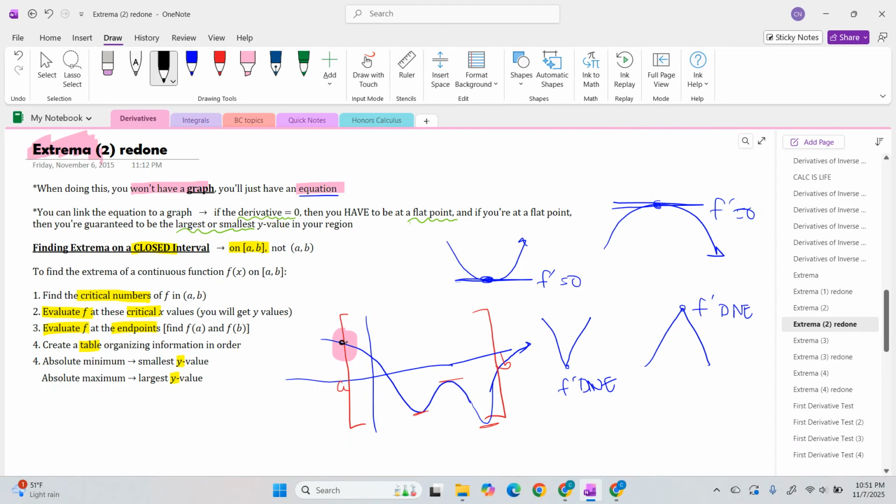So if you're on a closed interval, only if you're on a closed interval, you need to investigate the endpoints, because the endpoints could be your absolute max and min. And if you look at this endpoint here, the derivative isn't 0, and the derivative does exist there. So again, consider your endpoints. You could have a max or a min there.